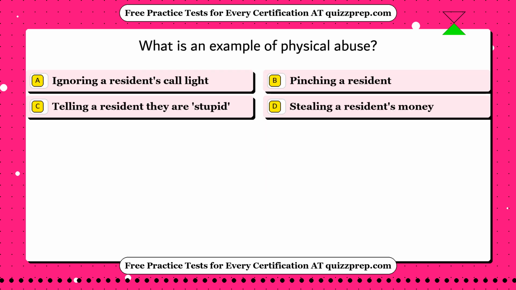Question 55. What is an example of physical abuse? Option A. Ignoring a resident's call light. Option B. Pinching a resident. Option C. Telling a resident they are stupid. Option D. Stealing a resident's money.